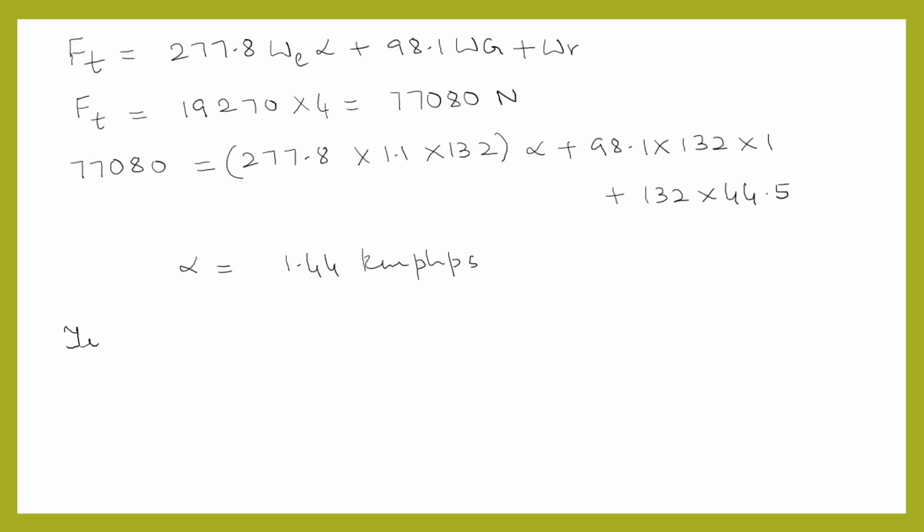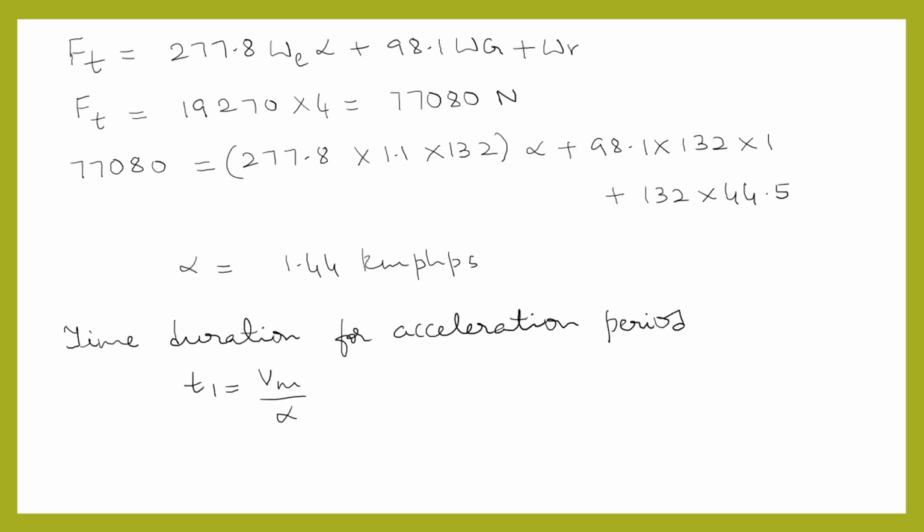The time duration for the acceleration period is given by T1 equal to Vm by alpha. We have Vm equal to 39 km per hour by alpha 1.44 km per hour per second. So we get the value of T1 as 27.08 seconds.